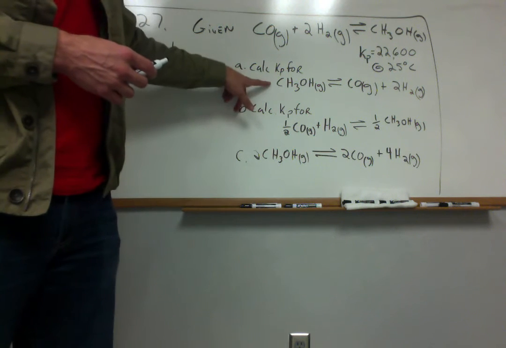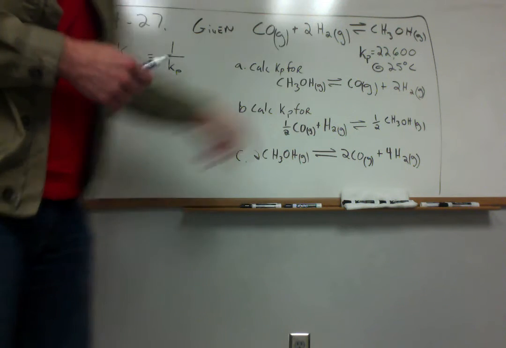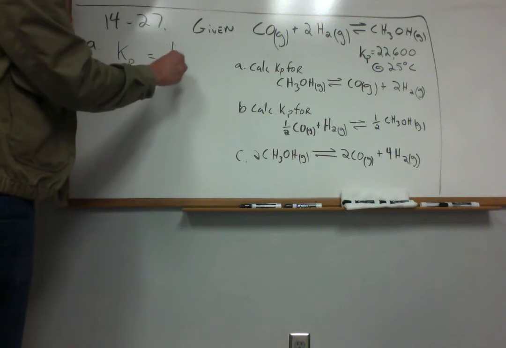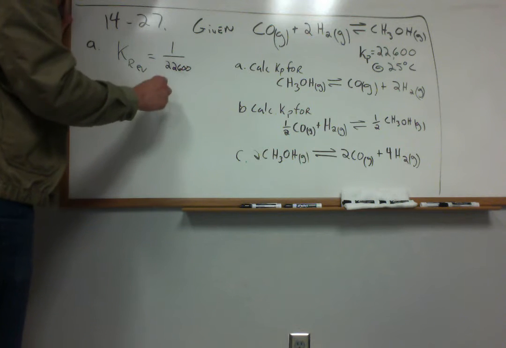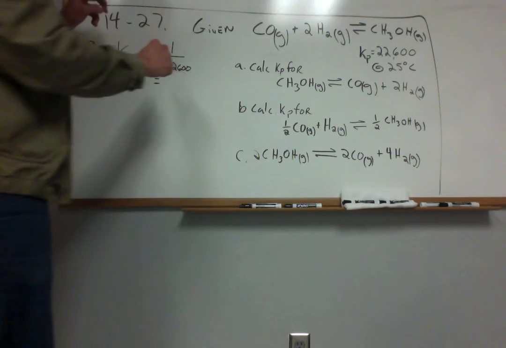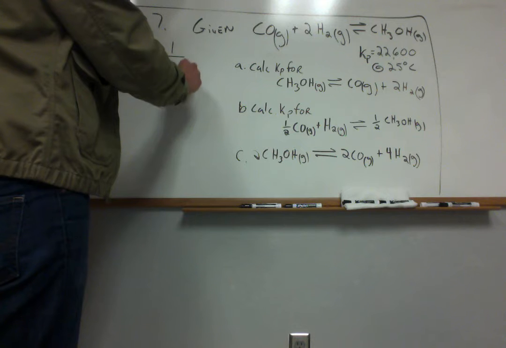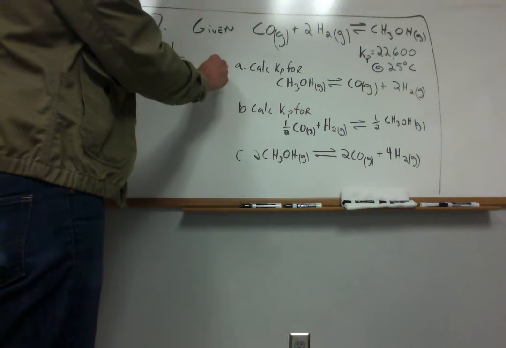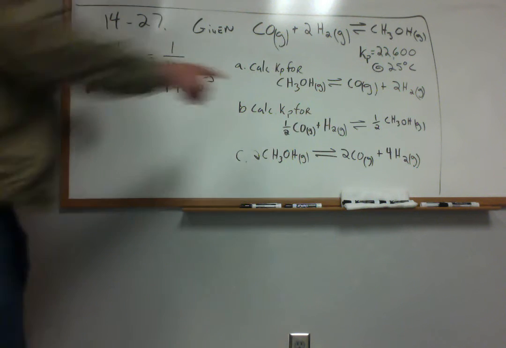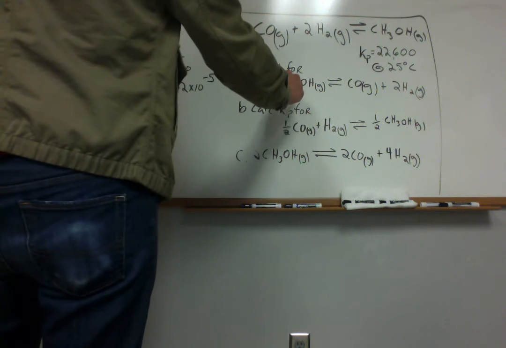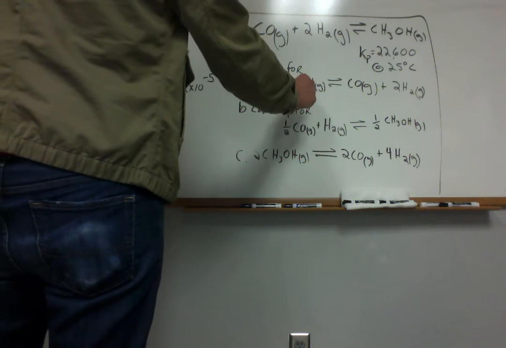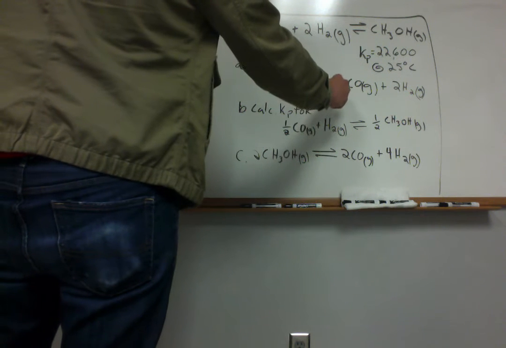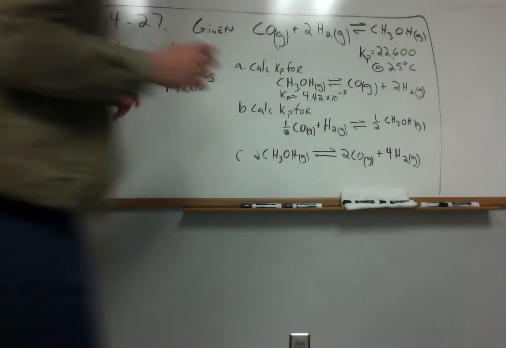So to solve for this K, I have to take 1 over the Kp value, which here is 22,600. If I do the math on that, I get 4.42 times 10 to the minus 5th is my value, okay? So for this reaction, I didn't know anything about that going into it, but now I can express that I expect the Kp for part A to be 4.42 times 10 to the minus 5, just by using this rule.